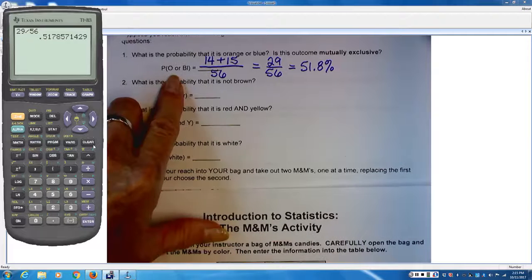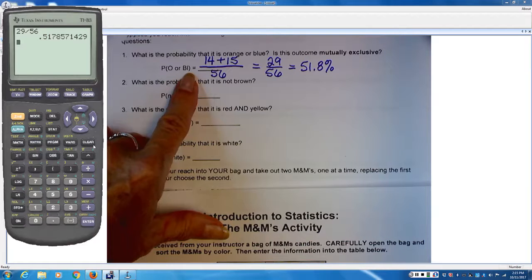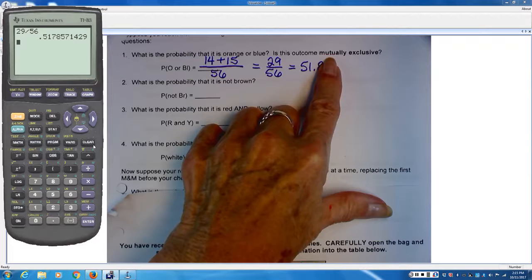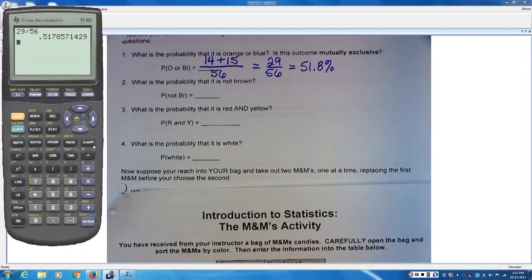I didn't have to worry about overlap in this case because do I have any blue and orange M&Ms? Do you have any blue and orange M&Ms? No. So blue and orange are an example of mutually exclusive. The M&M was either orange or it was blue, but it couldn't be both.